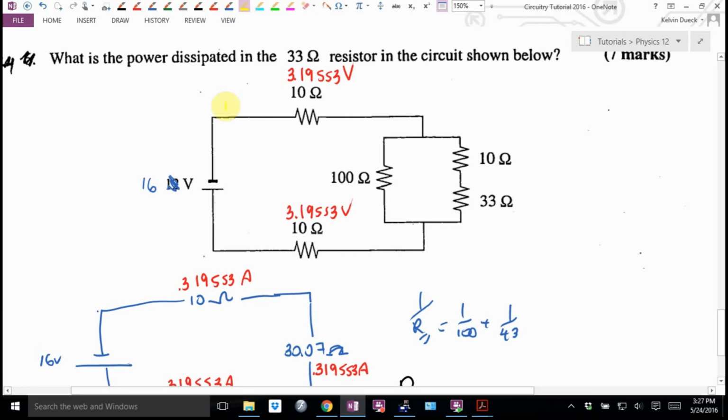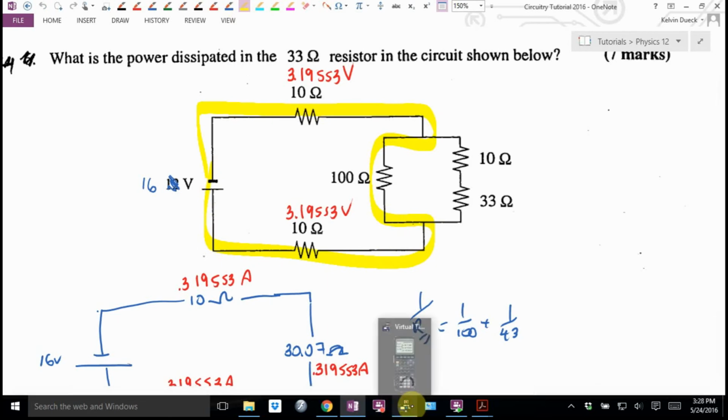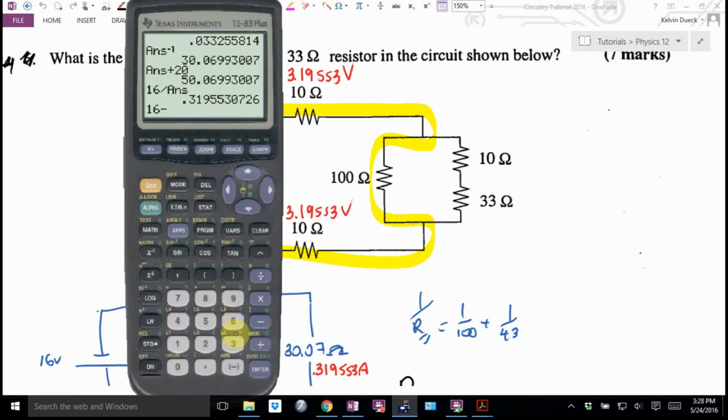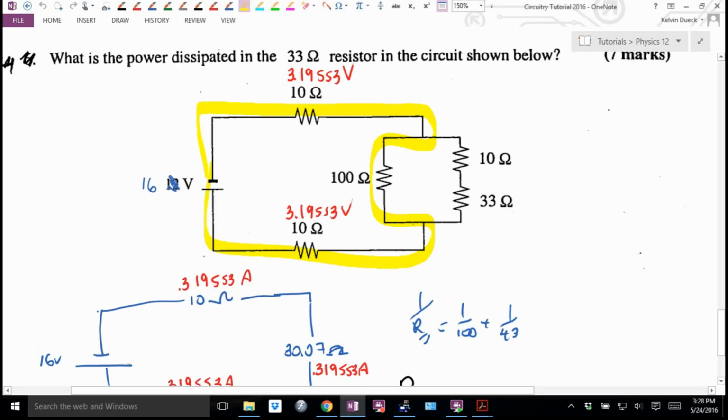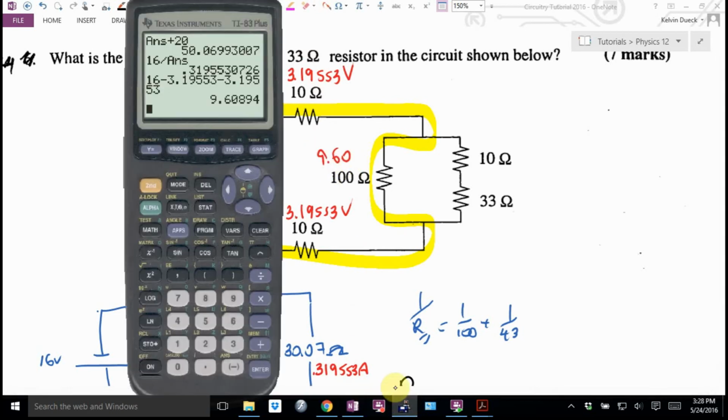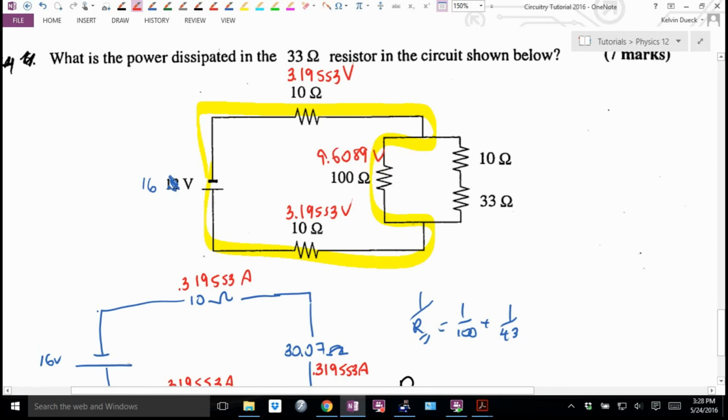Oh, how many volts are we starting with? So it seems to me we can take that path. Yes? We could go 16, take away 3.19553, take away 3.19553, or could have gone just take away times by 2. 9.6089 volts. Come on. 9.60, what did I say? 89 volts. How many volts must both of those be?